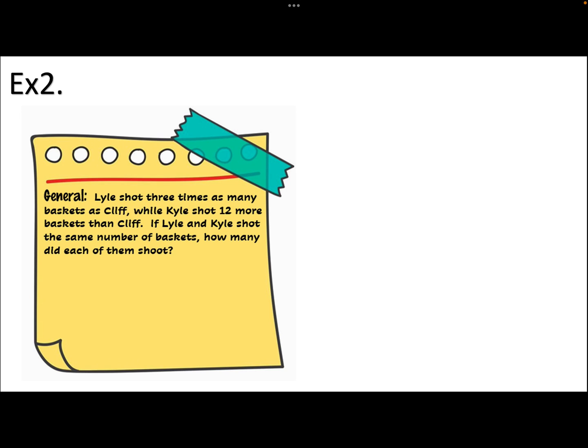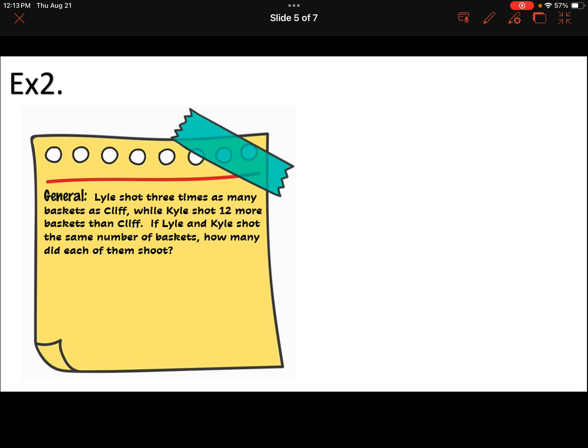All right, let's go ahead and try a general word problem. You've been doing these since elementary school. So again, as I read through, I'm going to highlight. We've got Lyle shoots 3 times as many as Cliff. We've got Kyle shot 12 more than Cliff. Okay, so then we're going to come through. Lyle and Kyle shot, and when I see same number, that's another way of saying equal. And then I want to know how many did each of them shoot.